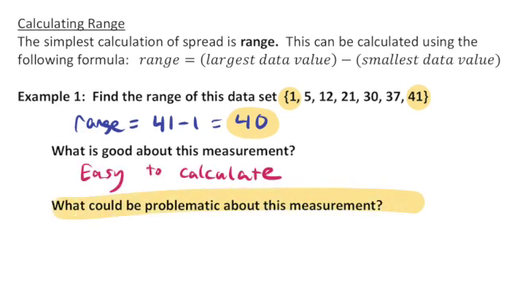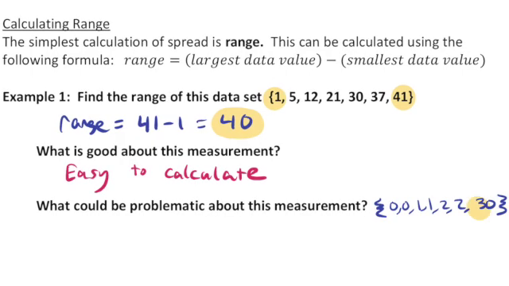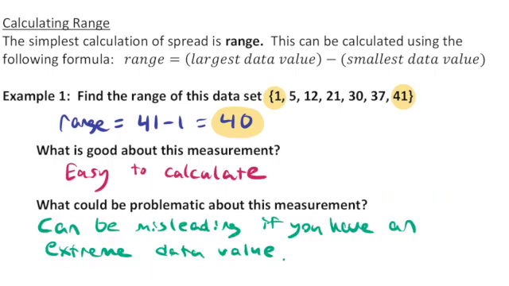The concern with this method is if we had an extreme value. Imagine we had a data set that was very closely bunched together, but then had one outlier value at the end. This extreme value would make the range look much larger than it actually is, as you see that almost all the data values are within 2 units of each other, and there's just one data value that's extremely far away. So we'll sum that up by saying the concern with this measurement is that it can be misleading if you have an extreme data value.